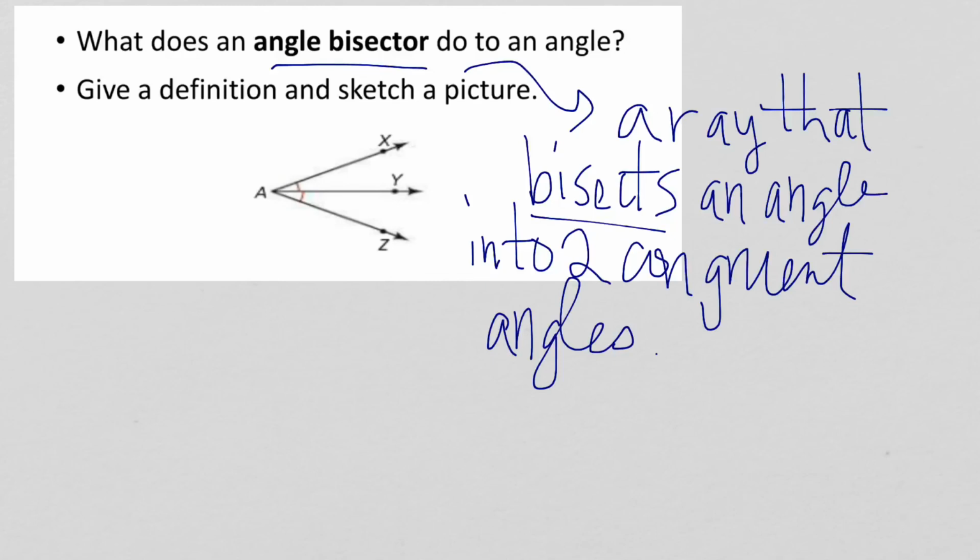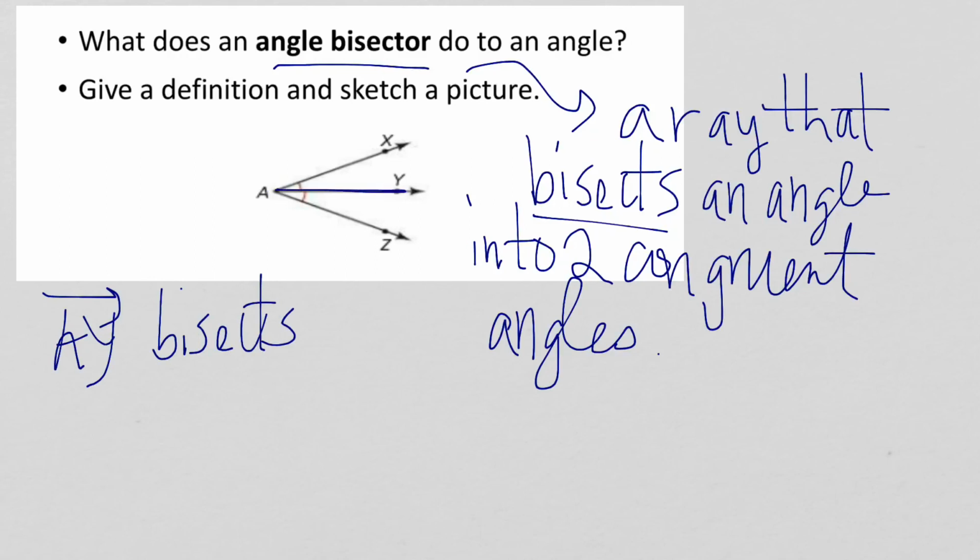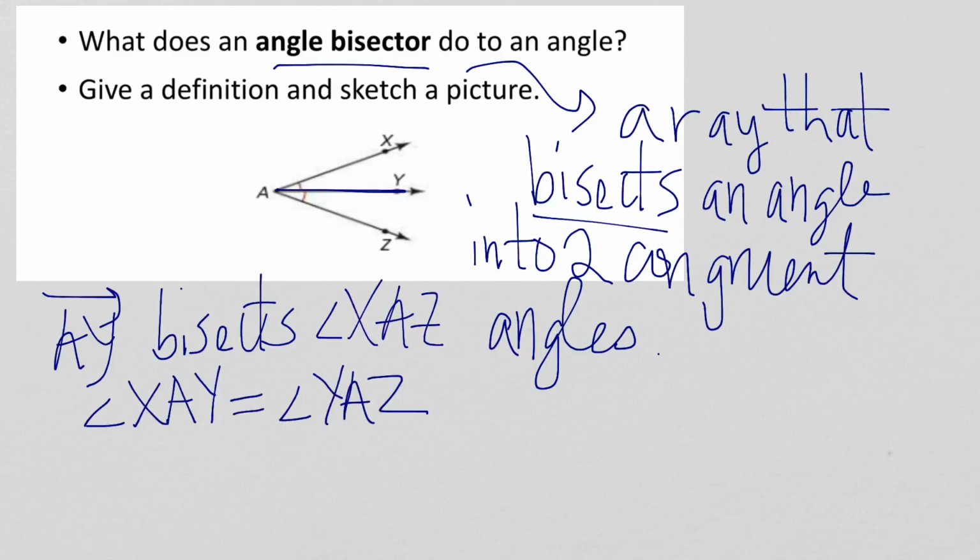All right, here's a picture of angles. What does an angle bisector do to an angle? So if you notice here, ray AY bisects, this one right here, is bisecting angle XAZ. So that means angle XAY is equal to angle YAZ.